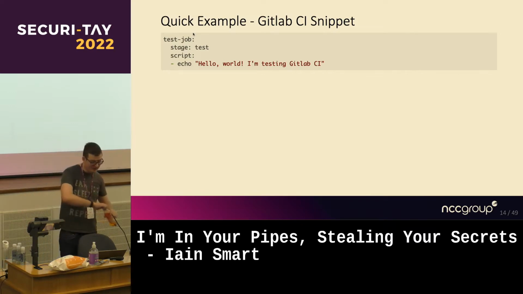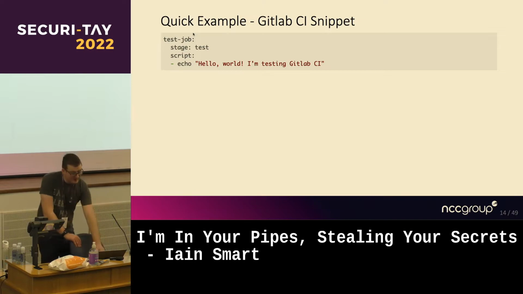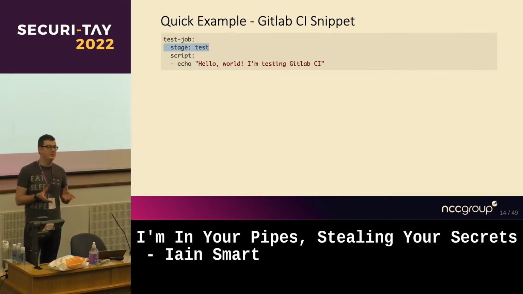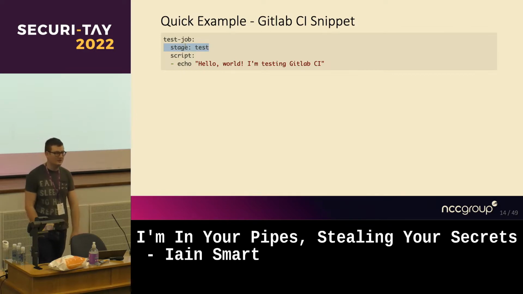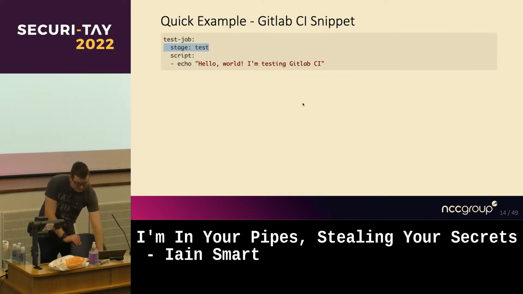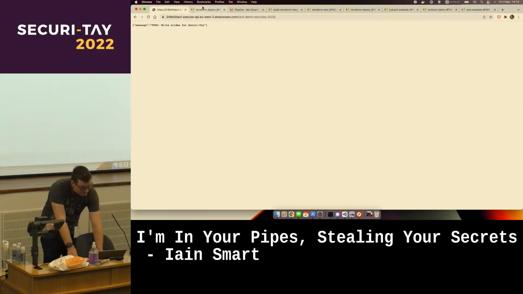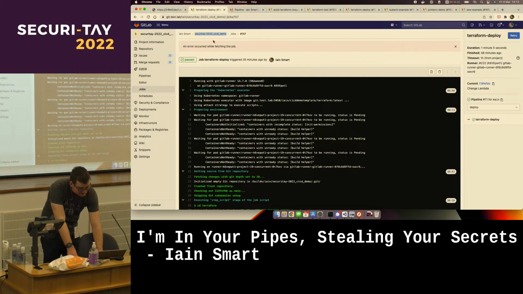So if we look at this test job, we've basically got a build stage. You can split your jobs up into stages, so if you need to prepare an environment before you do actual deployments, you can. All of the jobs in one stage will run at the same time. In this case, I've got a test job, and all it does is say, hello, I'm testing GitLab CI. So it's just an echo hello world. I might be able to actually show this running, assuming my VPN hasn't dropped.